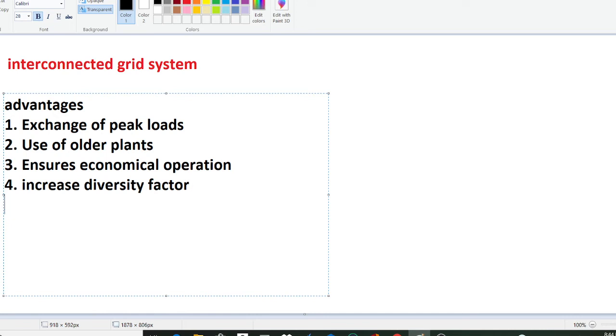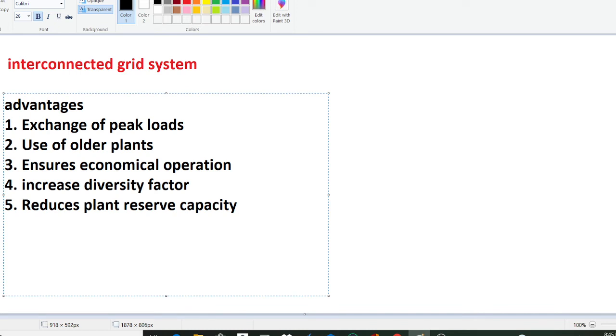Similarly, the fifth point is that it reduces plant reserve capacity. Every power station is required to have a standby unit for emergencies. However, when several power stations are connected in parallel, the reserve capacity of the system is much reduced, and this increases the efficiency of the system.